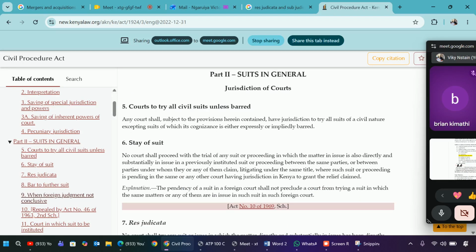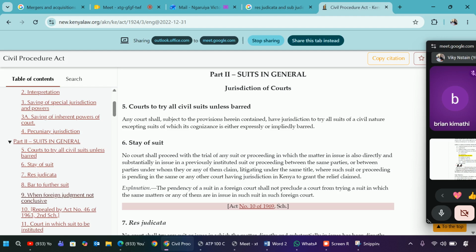The point that I was making was in section 6, stay of suit. So no court shall proceed with the trial of any suit or proceeding in which the matter in issue is also directly and substantially in issue in a previously instituted suit or proceeding between the same parties or between parties under whom they or any of them claim litigating under the same title, where such suit or proceeding is pending in the same or any other court having jurisdiction in Kenya to grant the relief claimed.